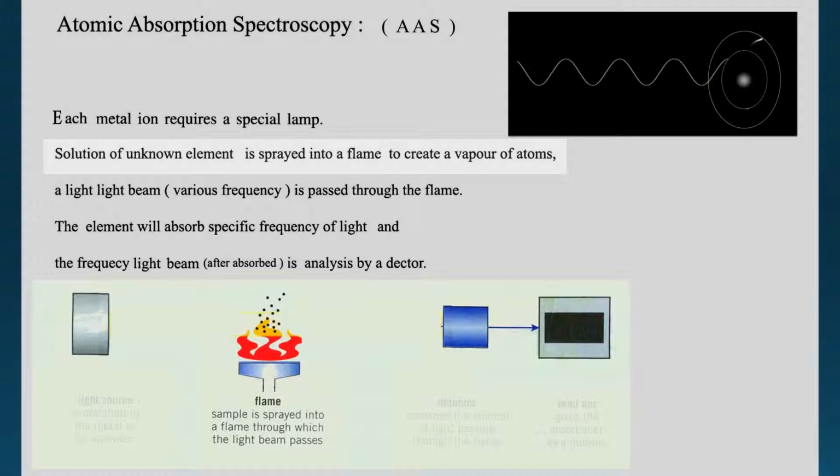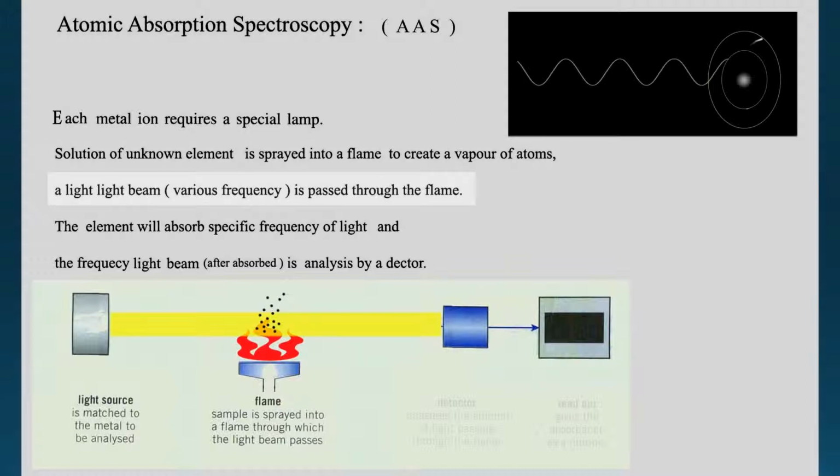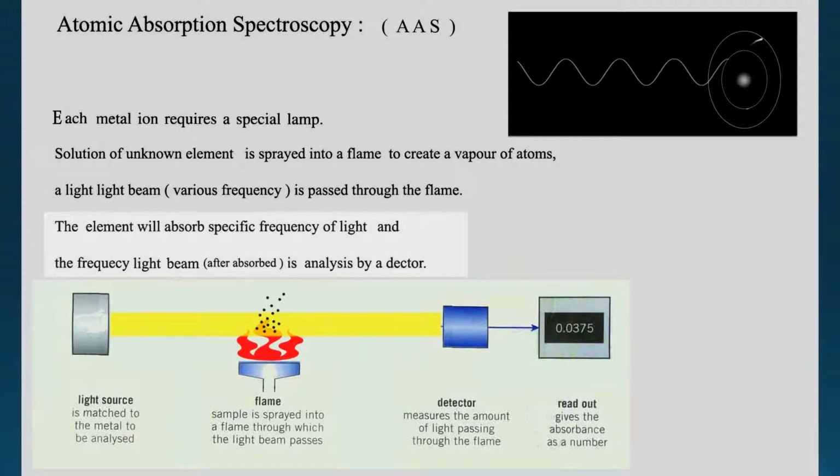Then, second step, you're using that lamp to pass the light beam through the sample. Then the elements will absorb that frequency of light, because that specific wave frequency will be absorbed by the atom.